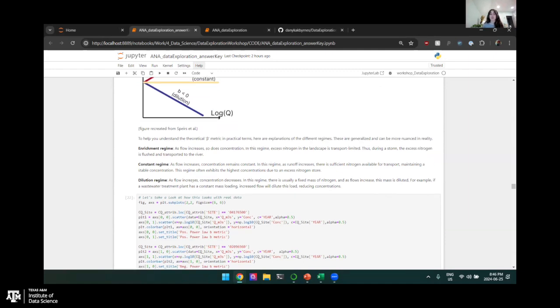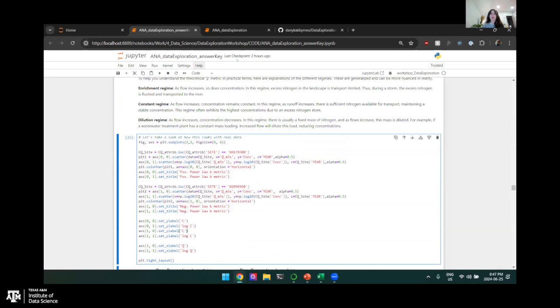And lastly, there's dilution regimes. This is where, as flow increases, concentration decreases. In this regime, there's usually a fixed mass of nitrogen. So a wastewater treatment plant puts out 5 kilograms of nitrogen per day. And so when flows increase, it dilutes that. So then concentration will go down as flow increases.